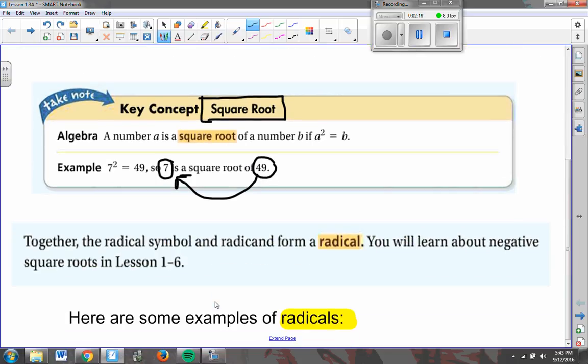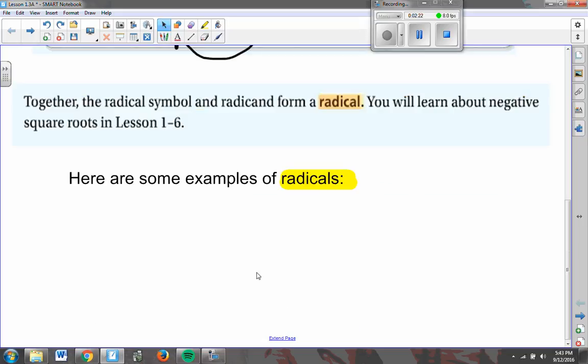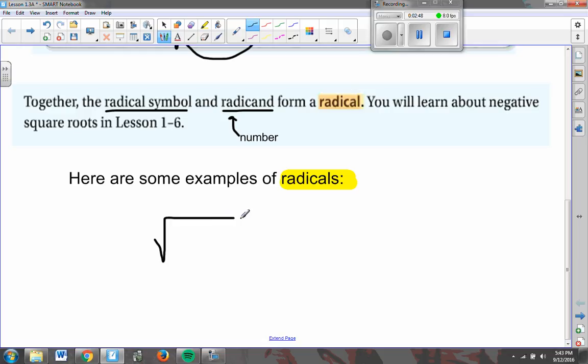Okay? So square roots are an example of a radical. Okay? So there's a couple pieces to a radical. There's a radical symbol and what's called the radicand. Okay, the radicand is a number. The radical symbol is a symbol that looks like this.